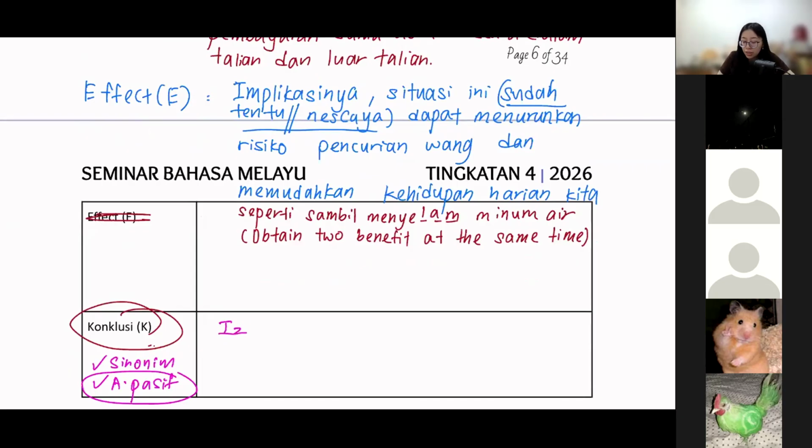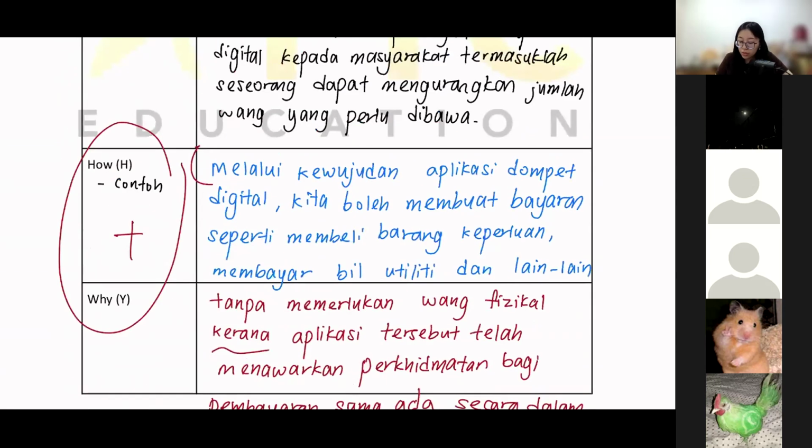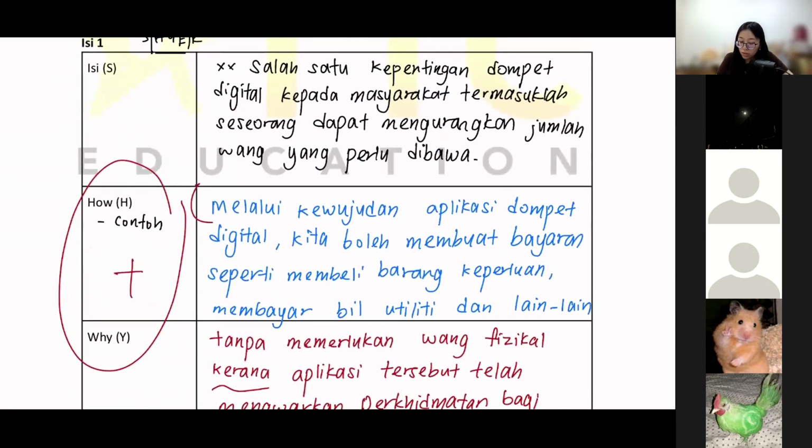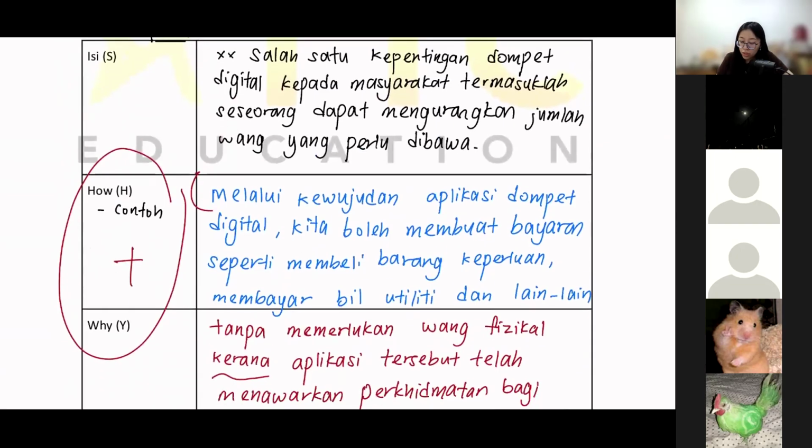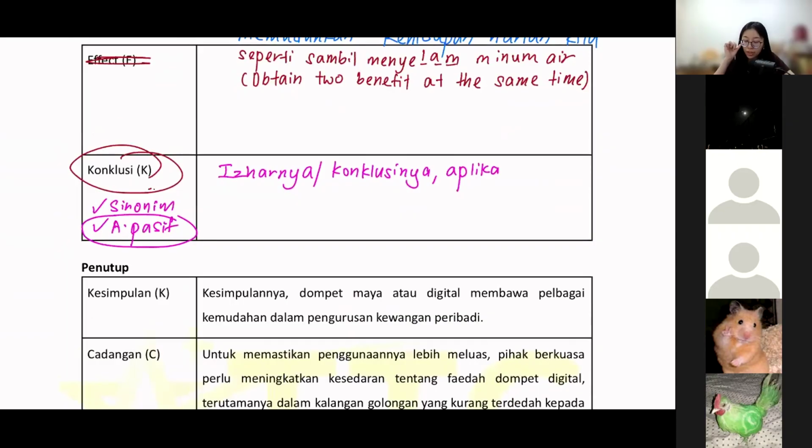So you can use isharnya. Isharnya, which is conclusinya. So you can say aplikasi. Just now what we write just now. Mengurangkan jumlah wang yang perlu dibawa. So we can say aplikasi. Wait. Don't write this first. So put passive, our object first. Wang yang perlu dibawa boleh dikurangkan, can be reduced.